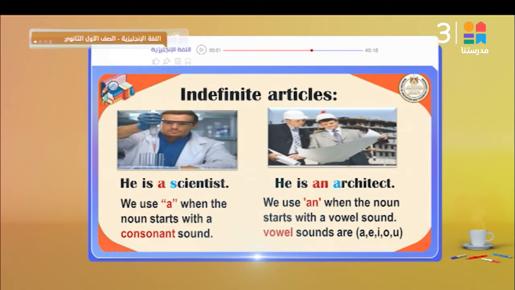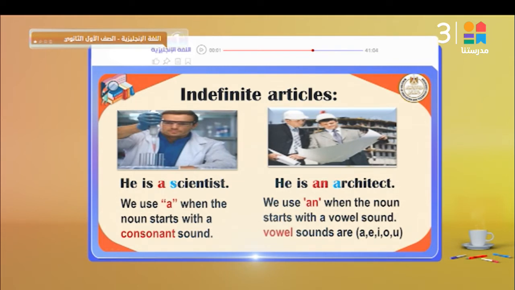Look at the other picture. What is this job? He is an architect. Why do we use an here? Because the word architect starts with the letter A. It's a vowel. So we use an when the noun starts with a vowel.